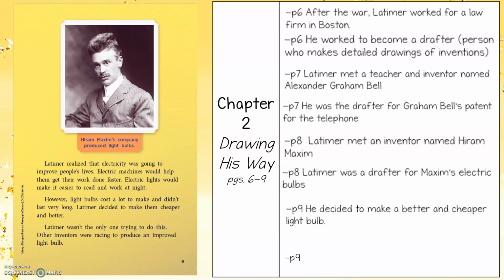But he did have an obstacle, and that will be our other key detail. Many inventors were racing to do the same thing with light bulbs. They were all trying to make a better and cheaper light bulb. So it was really a race against everybody else, and that was one of the problems that he faced.